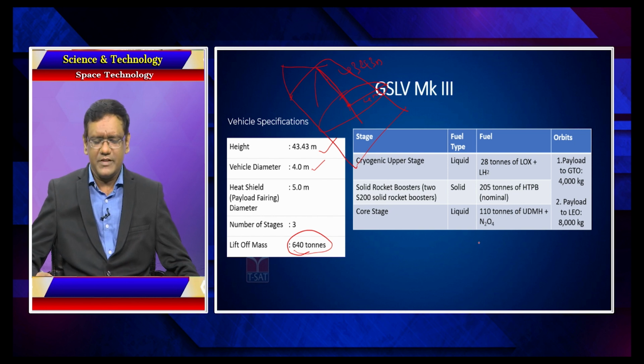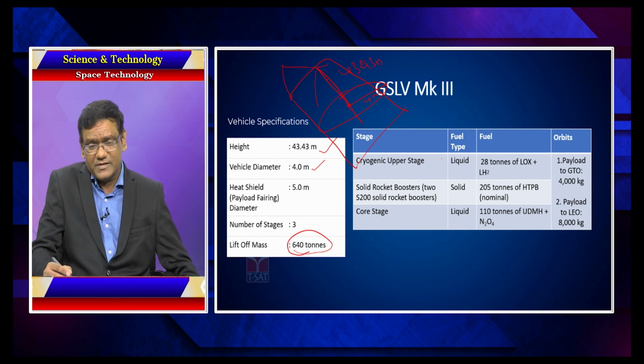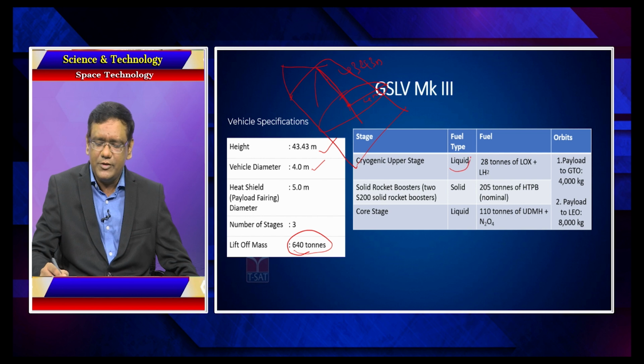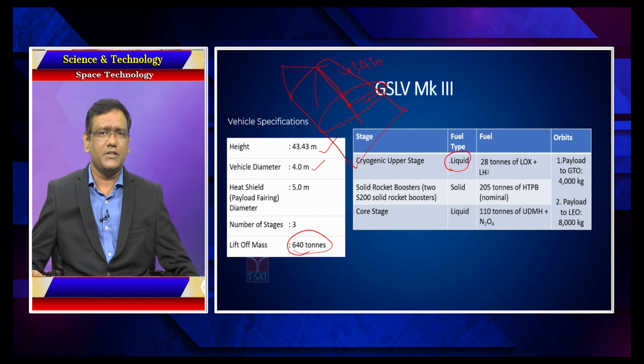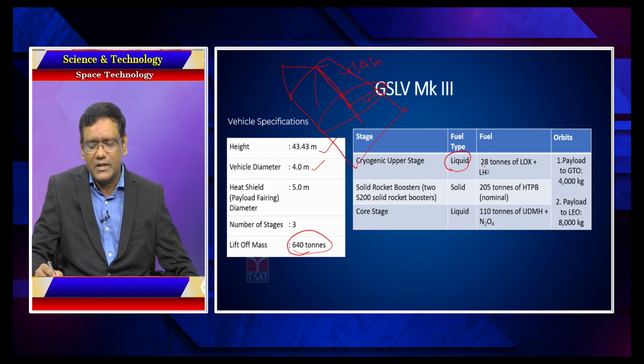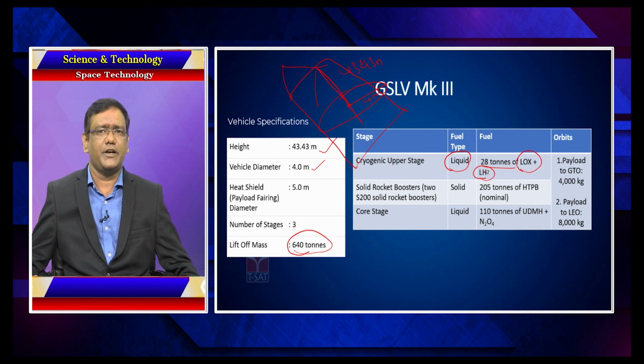These three stages start with the cryogenic upper stage. The cryogenic upper stage is the last stage. This actually uses a liquid propellant. Instead of fuel, we generally call them propellants. So this has 28 tons of propellant. That propellant is nothing but liquid oxygen and liquid hydrogen.